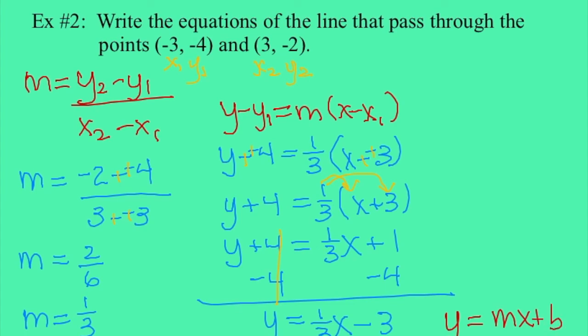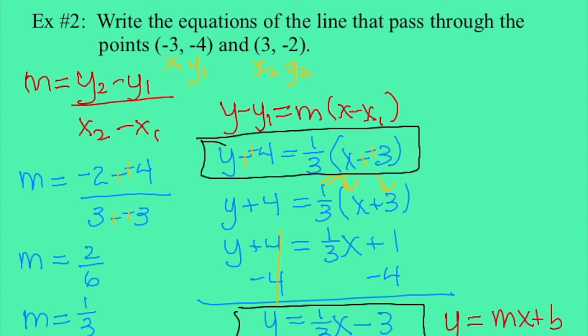So the first form they asked us for was this one here, which was point slope form. And then this one here, your final form, is slope-intercept form.